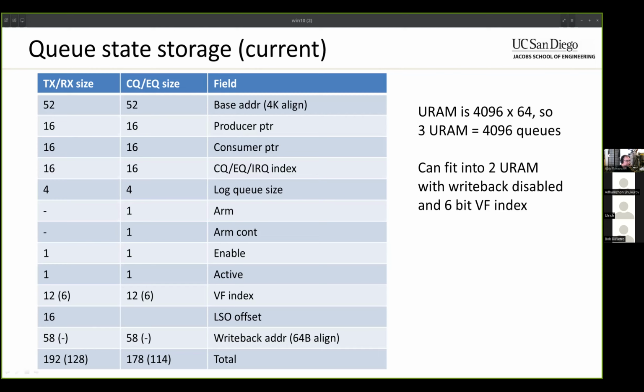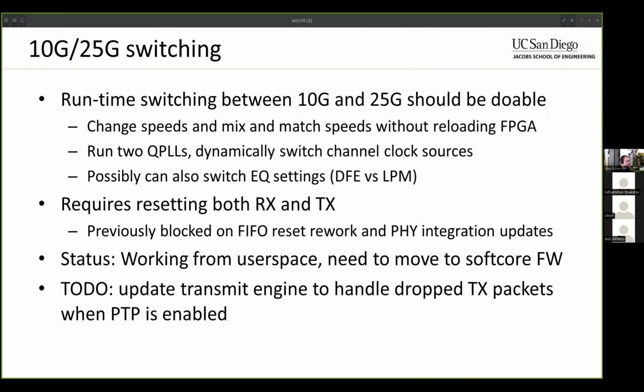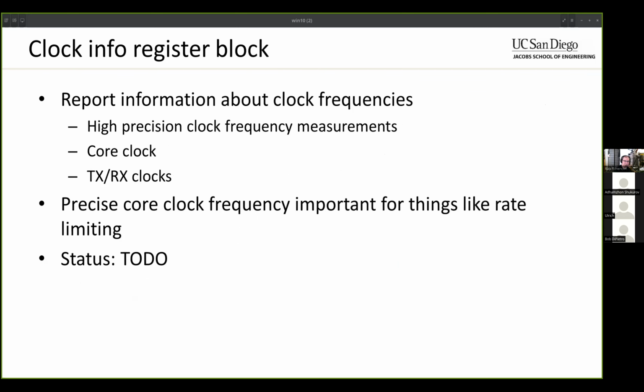All right, that about rounds out all of the main updates that I had for this week. So management software, that's still to do. Once I get some more stuff squared away, I'll switch back over to working on that, unless somebody else wants to hammer on that. 10G, 25G switching, this is basically blocked on the software at this point, although there are a couple of updates potentially to be made for handling TX packets through the application. I also have a clock info register block on the to-do list for diagnostics.